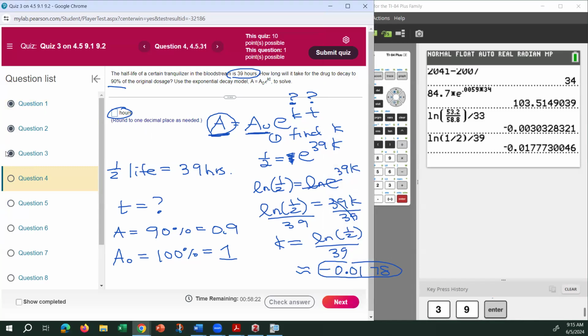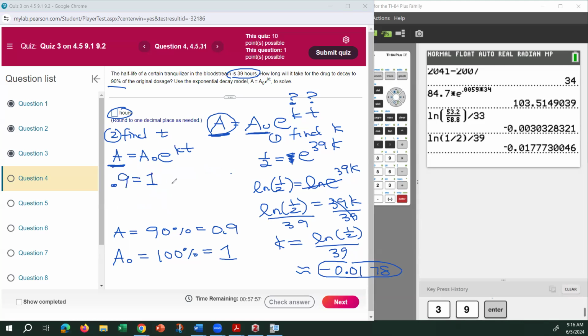Okay, so I need to rewrite the model. So now, part 1, we're going to find the T. So rewriting the model again, A equals initial A value e^(KT). Okay, we know that we want to go to 90% from the original dosage, which is 1, because it's 100%. So 0.9 equals 1 times e to the K, which we found was negative 0.0178, times T. T is what we're trying to look for when the original dosage, 100%, goes to 0.9.